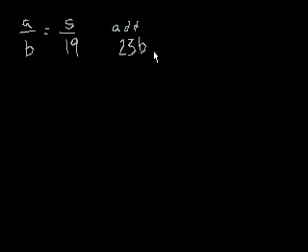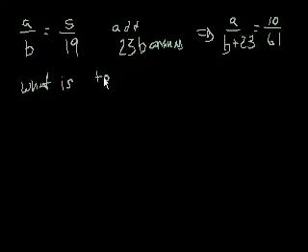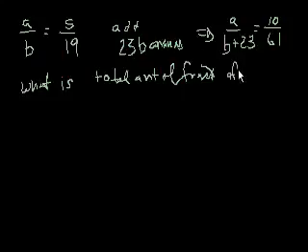Let's say, this thing sometimes malfunctions. Okay, let's say that the ratio of apples to bananas in a basket is equal to 5 to 19. And when we add 23 bananas, the ratio of apples to bananas, and actually let's just write it right now. We now have 23 bananas more, is equal to 10 to 61. So the question is, what is the total amount of fruit in the basket after adding the bananas?